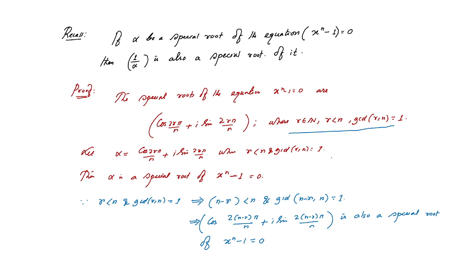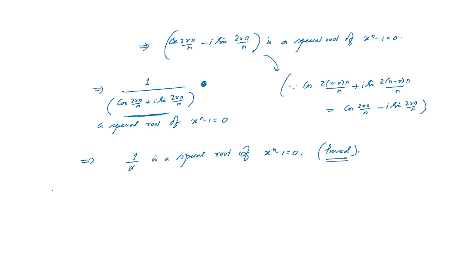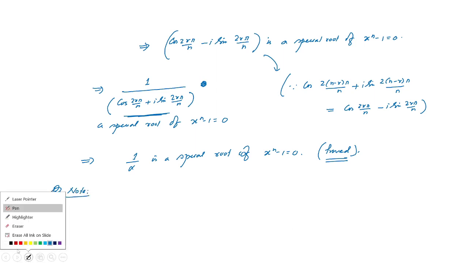Okay, so here we will note one important recall. We know if alpha is a root, then 1 by alpha must be a root if the equation is a reciprocal equation. That we have done in a previous concept. So that will come to one important note, or you can say the recall.